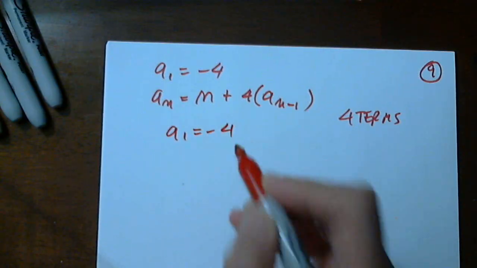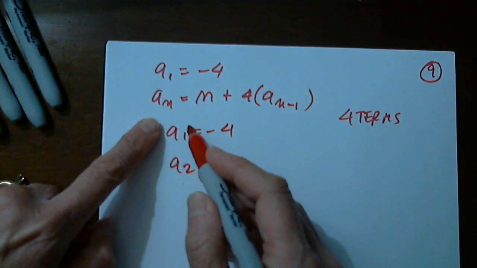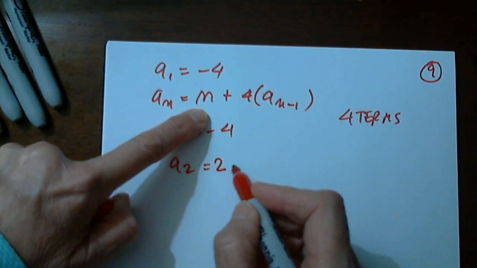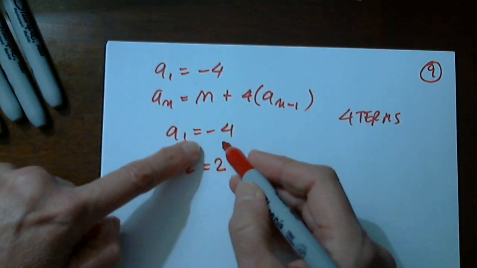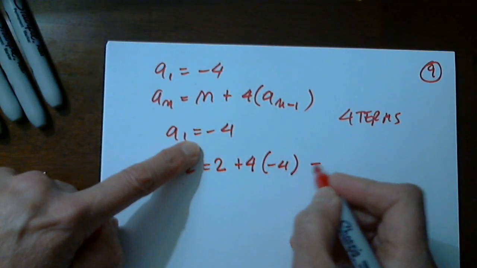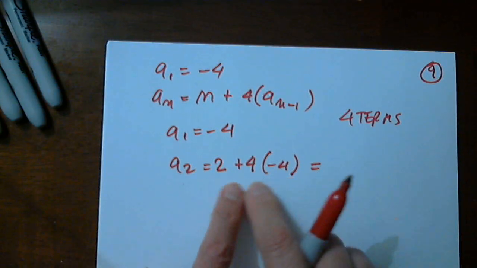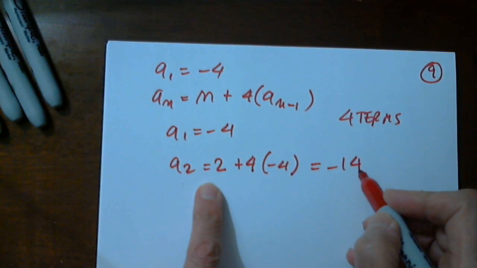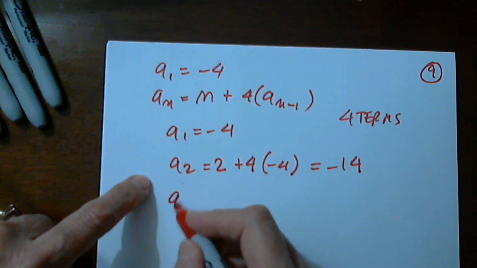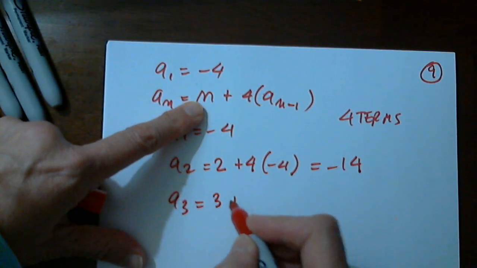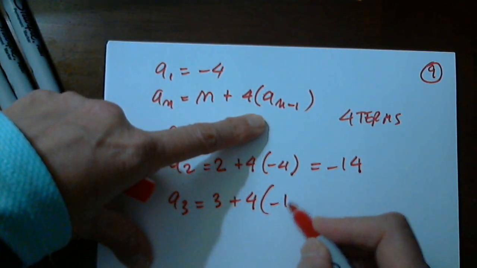So a1 equals -4. But a sub 2 has to be 2 plus 4 times the previous one. -16 plus 2 is -14. Now a sub 3 has to be 3 plus 4 times the previous one.